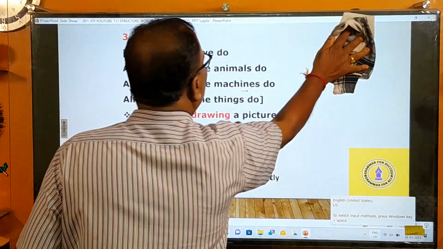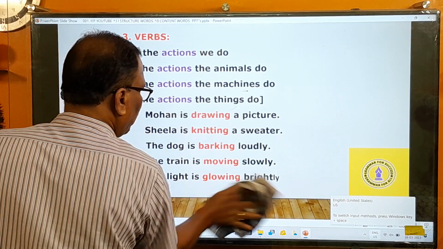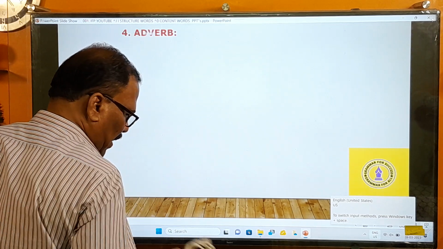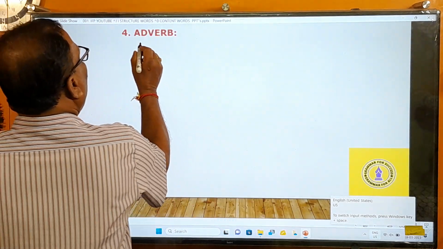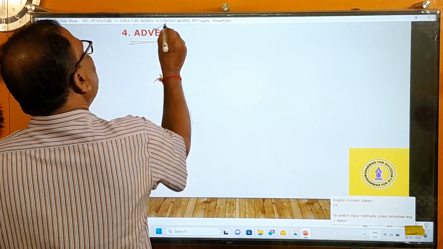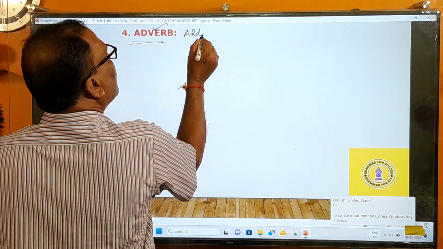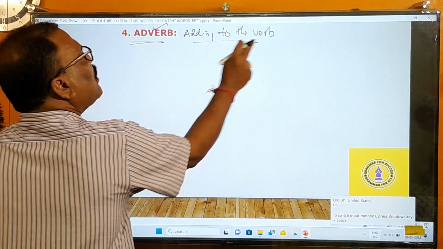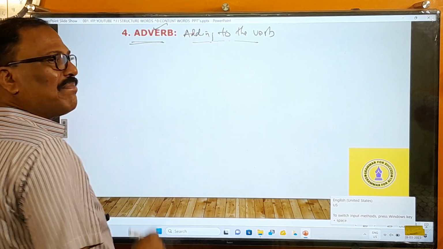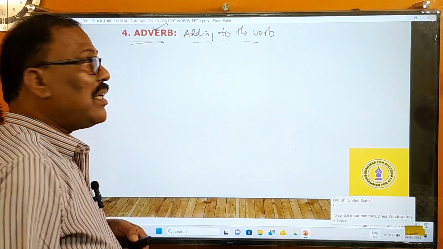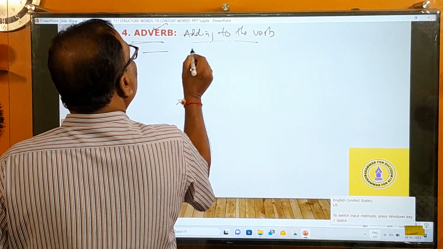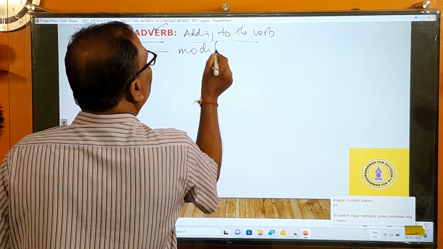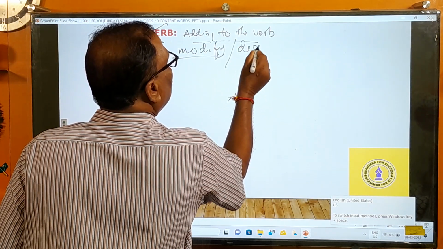The last kind of words I would like to introduce to you is adverbs. Adverb, add. The name itself has some meaning. Adverb means adding to the verb. But it does more than that. What does it do? It describes; in grammatical terminology we can say it modifies. Modify, in other words, describe.